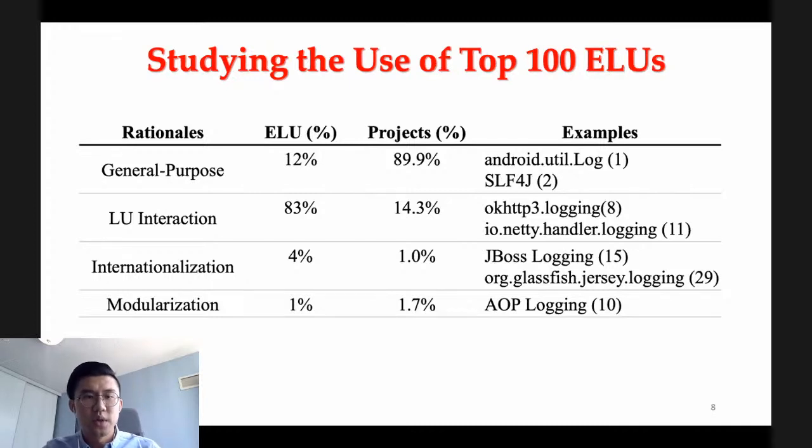Due to time constraints, I will only go into details about LU interaction and internationalization. As for general purpose, you have already seen an example before with log4j. And for modularization, people mainly implement this mechanism using aspect-oriented programming.